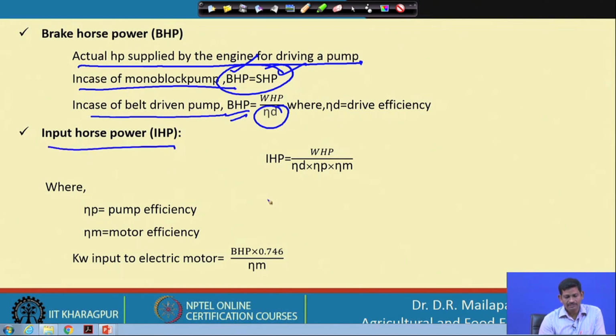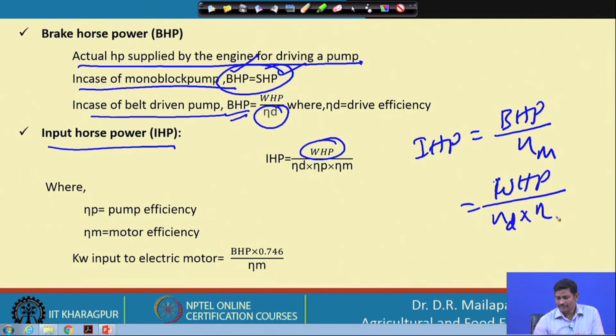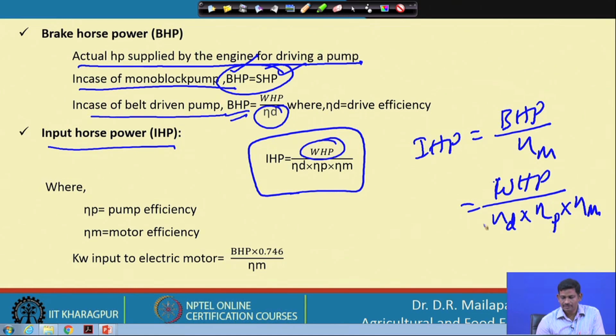And then input horsepower. This is where the electrical energy comes in, where the motor really works. Generally IHP is equal to BHP divided by the efficiency of the motor. Since BHP is water horsepower divided by the drive efficiency and pump efficiency, and then motor efficiency, that is what you get from this equation.